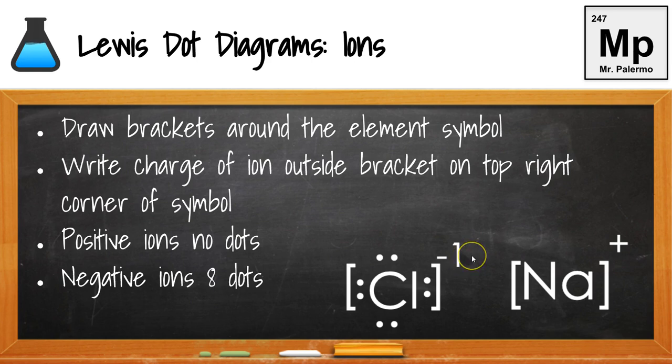And lastly, all of the positive ions, doesn't matter what it is, are going to have no dots around the symbol, indicating that we've lost electrons and formed a positive charge. And all the negative ions are always going to have 8 dots around the symbol, indicating they gained electrons to form a negative charge. So let's see some examples of that.